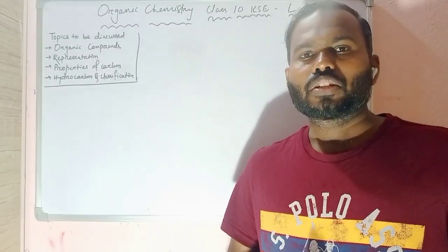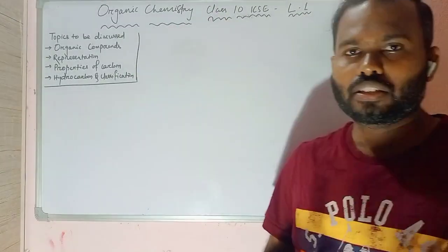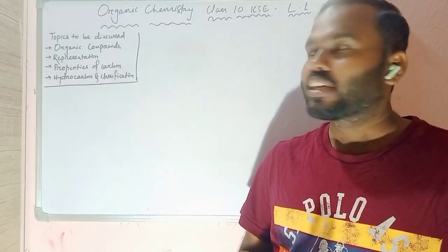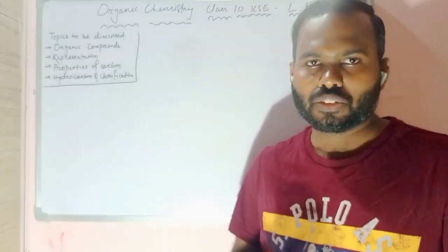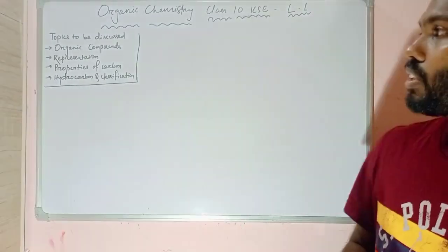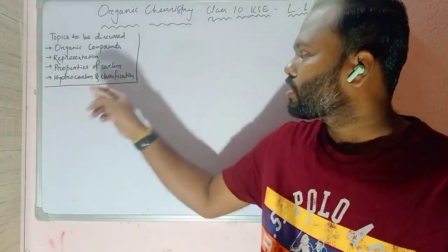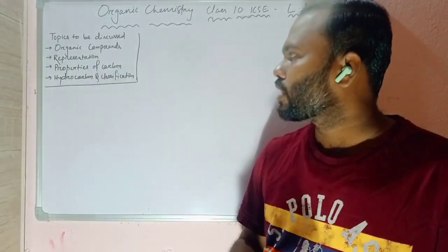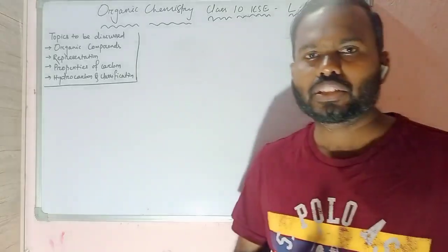Hello students. Today we are going to discuss the chapter called organic compound, which is from class 10 ICSE, and this class will be completely based on the syllabus of 2024-2025. So let's start. The topics to be discussed are organic compounds and their representation, properties of carbon, and hydrocarbons and their classification. Now let's discuss organic compounds a little bit.